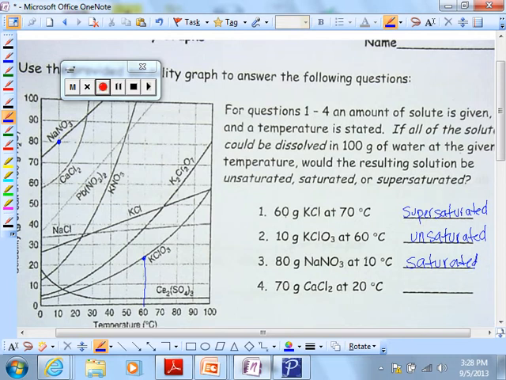What did we learn in our solubility rules about group 1 compounds? Our solubility rules purple sheet? Group 1, column 1. Yeah, very reactive one.